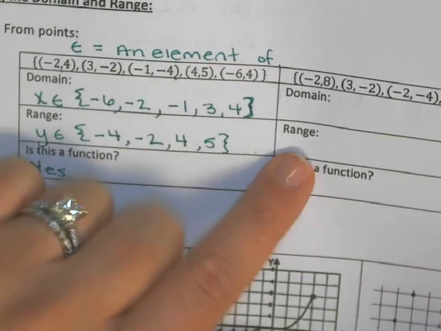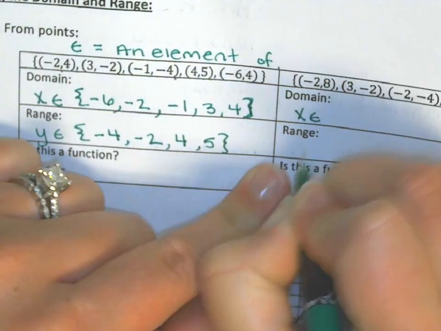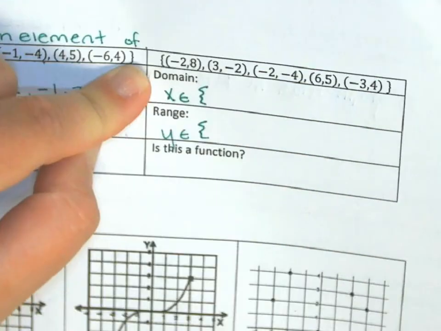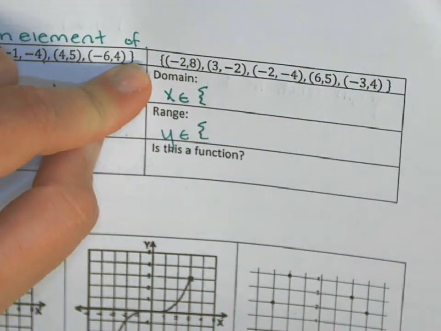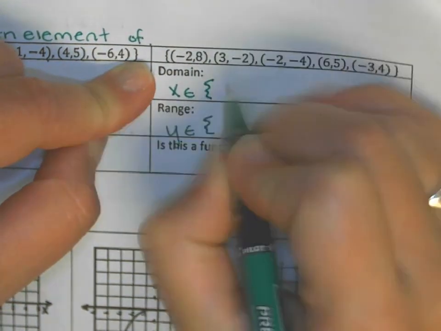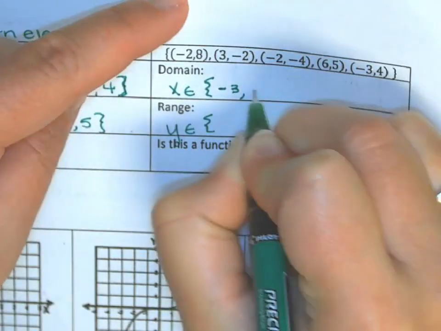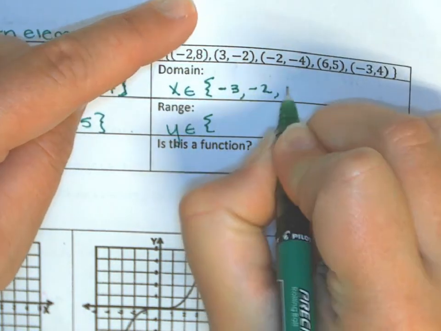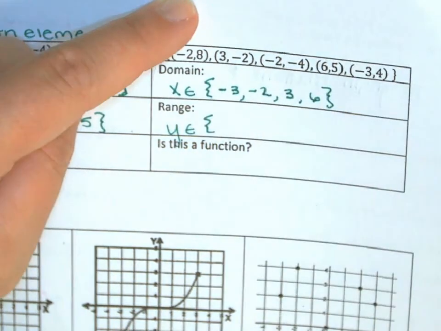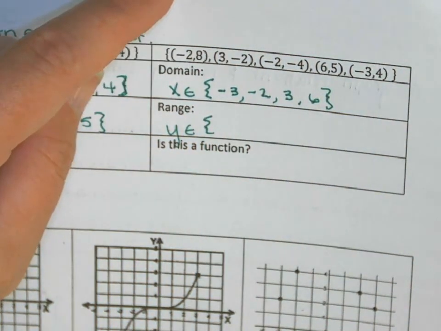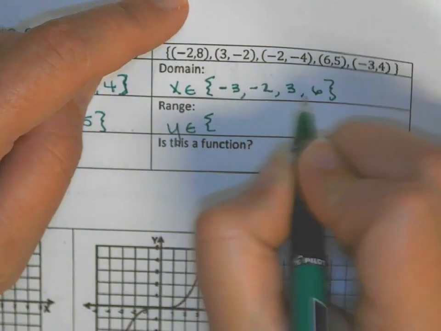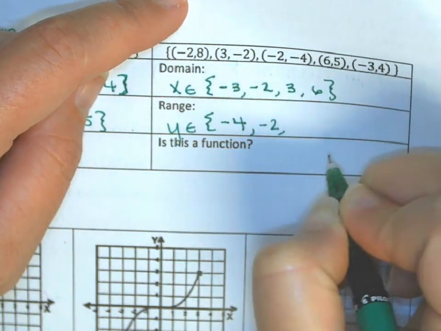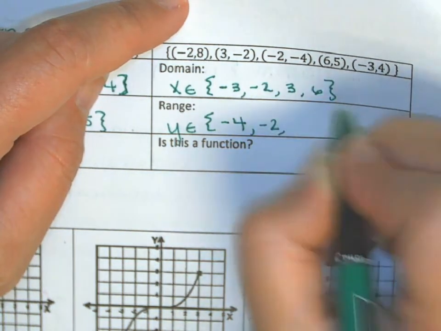Okay. On this one, we can still write the domain and the range. We're going to use the squiggle brackets to do so. For the domain, you're going to list all your x values from least to greatest. So we'll start with -3, then -2, 3, and then 6. Your y values are going to be -4, -2, 4, 5, 8.